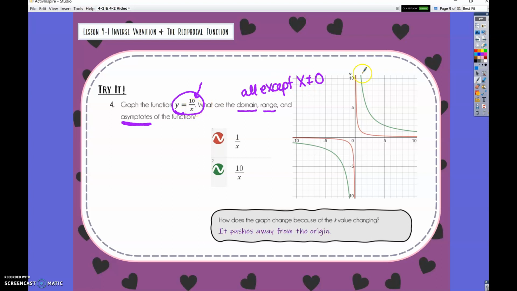Your range, notice how it goes up forever right there and down forever right there. Positive infinity to negative infinity. Except for it also doesn't hit 0. You can see how this rides that line and it's never going to hit 0.